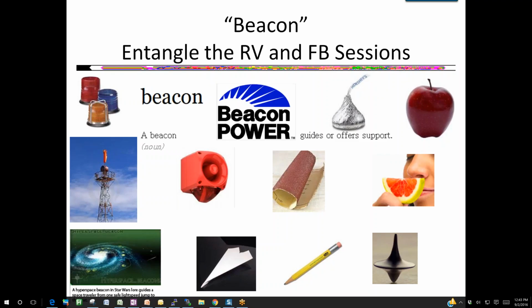Skip Atwater sometimes refers to the coordinate as a telephone number. When you remember someone's telephone number, in a way, it's acting as a beacon. When you dial that number, who do you expect to answer it? Somebody at a very specific location. That beacon idea is around. It entangles two things. The remote viewing session and the feedback session is the perfect example.